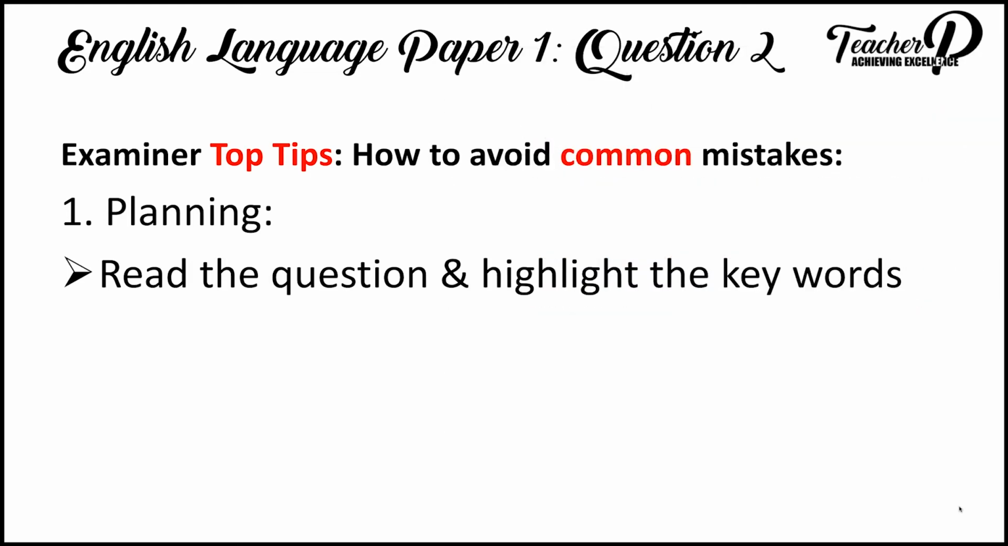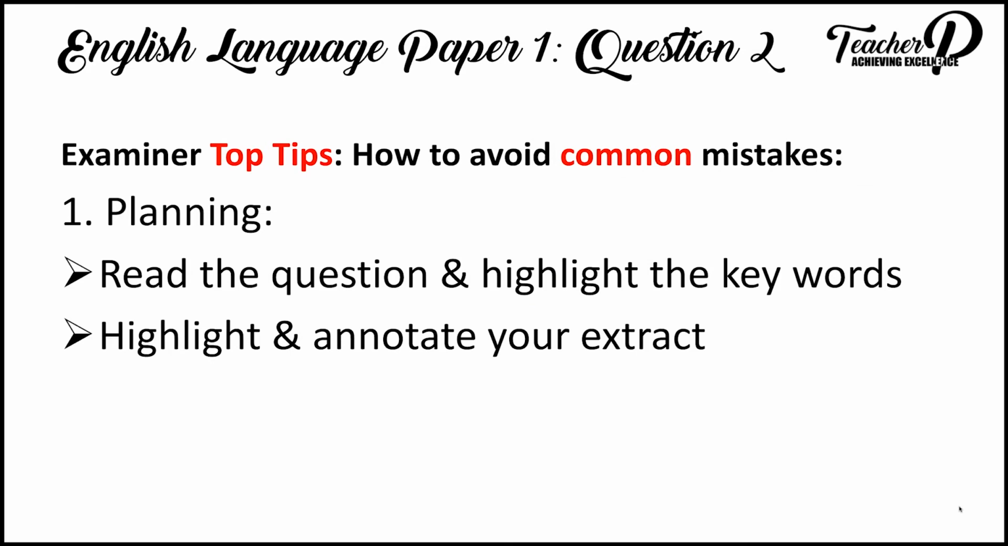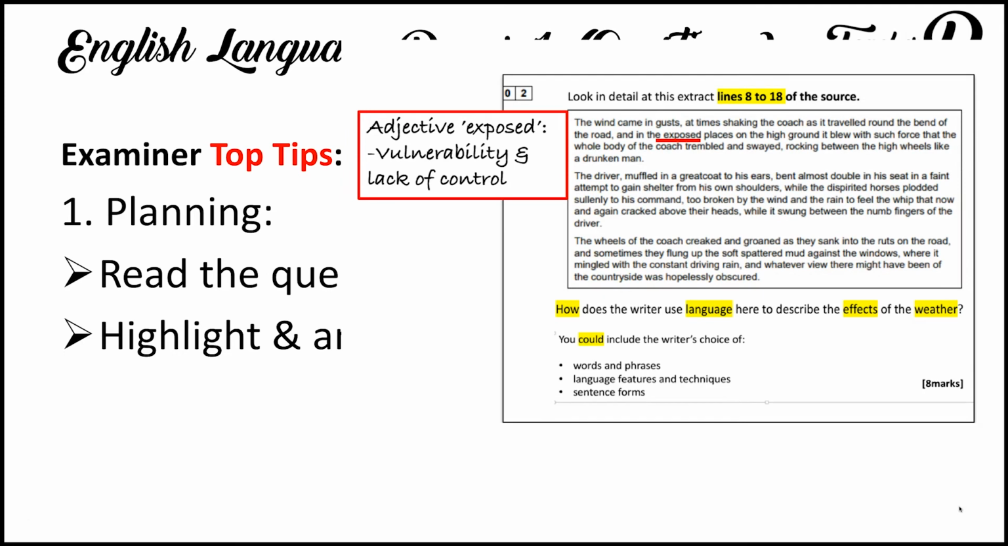Once you've done that, I would highlight and annotate your extract, so don't spend longer than five minutes annotating and highlighting the extract. So for example, you could look at the word "exposed", pop down next to it the subject terminology or the technique the writer has used, and a short, quick bullet point analysis. So for example, vulnerability or lack of control.